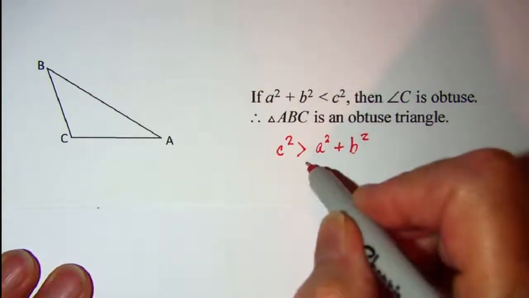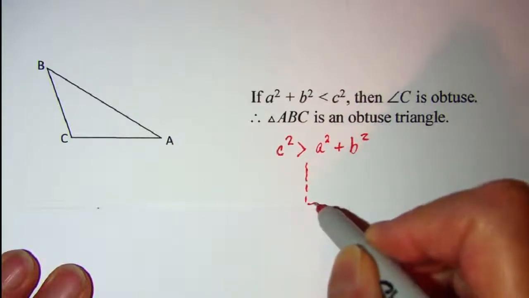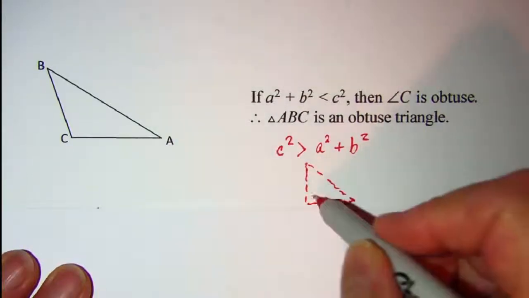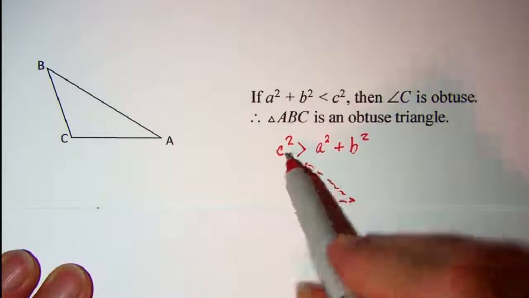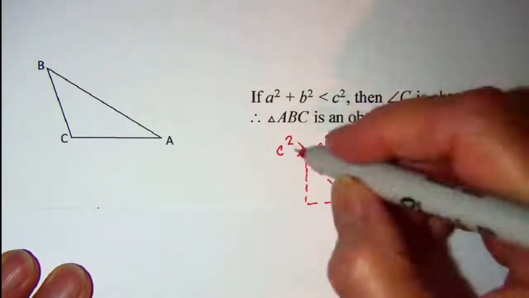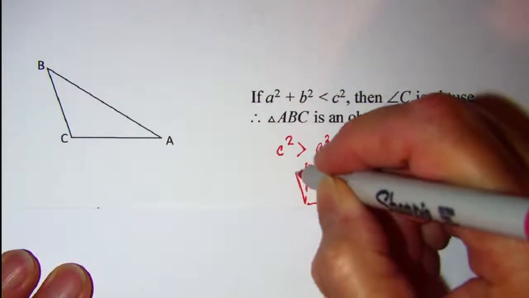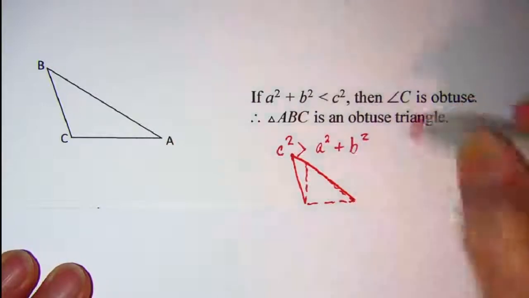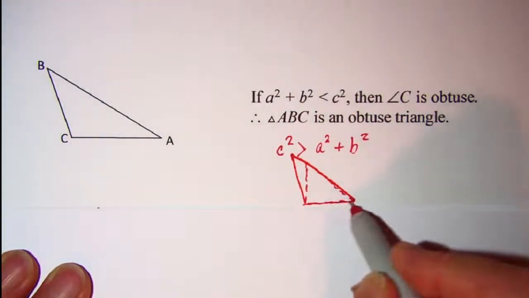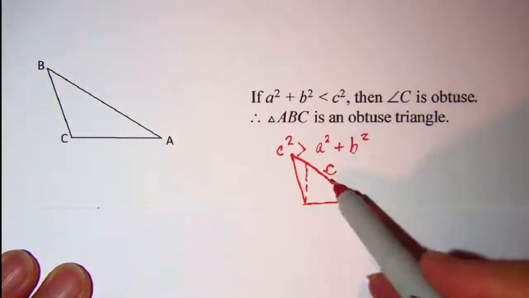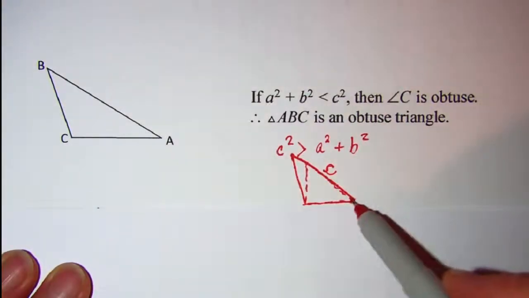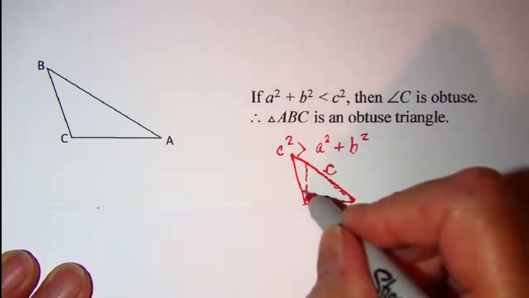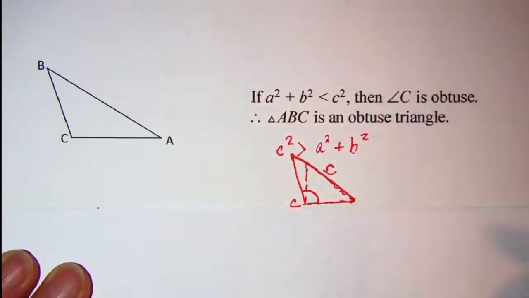So if we start out with the right triangle, and here is side C, and we're saying that c squared is bigger. Now in order for that hypotenuse to be bigger, here's my C. In order for C to be bigger than the squares added together, then this angle, angle C, has to be obtuse.